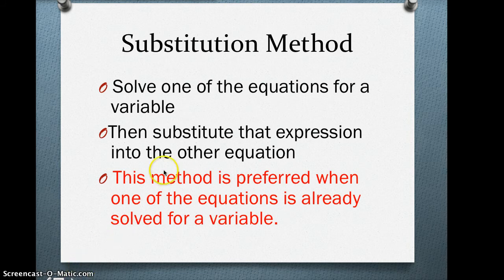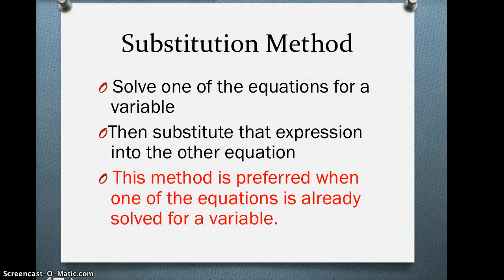Substitution method. Solve one of the equations for a variable. Then substitute that expression into the other equation. This method is preferred when one of the equations is already solved for a variable. You are going to have to know how to do both methods, but if they give you two equations where one is already solved for either the x or the y, or any variable in the equation, then substitution would be the easier method. If it's not and you have to use substitution, then you're going to have to solve for one of those variables. So let's go ahead and look at an example.